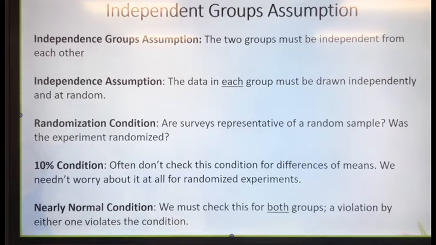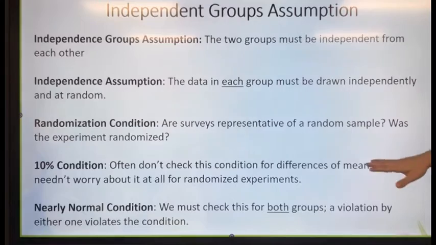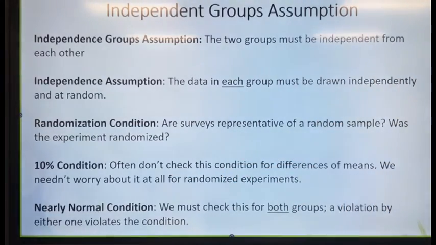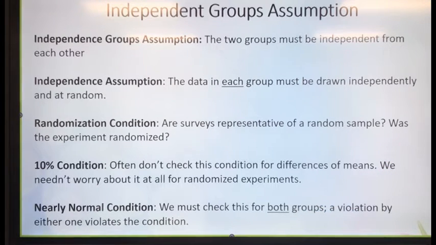The 10% condition, we often don't check this condition for differences of means. We don't worry about it at all for random experiments. So we're not going to look at the 10% condition when we're talking about two groups. Also note, we are missing the success/failure condition, which doesn't belong with means. And then we want to have the nearly normal condition. We must check this for both groups. Both groups must have a nearly normal model. A violation by either one violates the condition. So both of those must look normal.